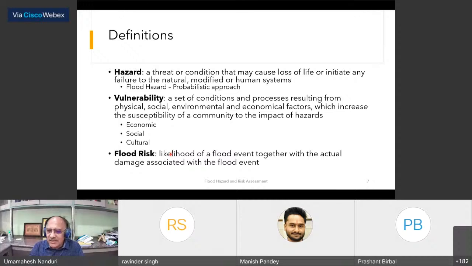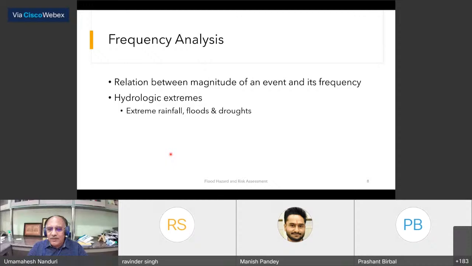And then finally, based on this, we identify a hazard, and then we assess the vulnerability of that location for this hazard, and based on that, we evaluate the risk. The risk is obviously a function of these two, hazard and vulnerability. Like, what is the likelihood of a flood event causing a certain damage? That is what we actually identify as risk, flood risk.